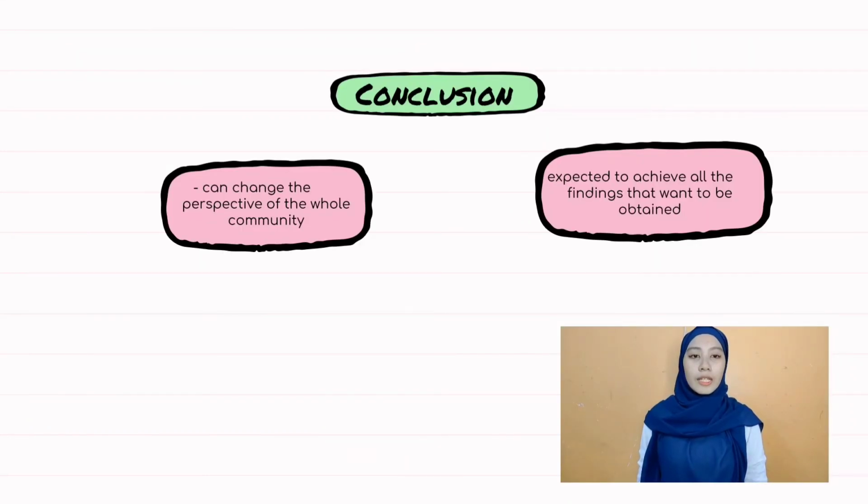As a conclusion, the expected finding is that the negative effect studied will turn into positive effects. This can change the perspective of the whole community in order to take the next step if the COVID-19 epidemic gets worse. In addition, the results of this study are also expected to achieve all the findings that want to be obtained so that, to some extent, we can acquire new knowledge for the whole community.